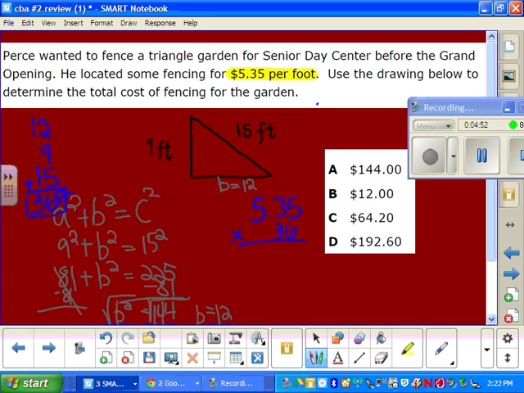And that gives me, actually, okay, it gives me $192.60, and that happens to be letter B.